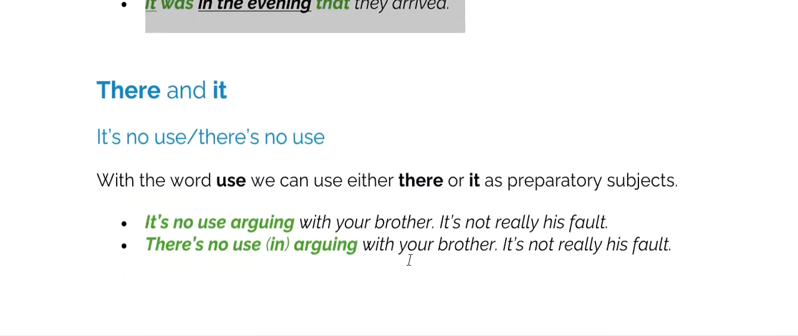So finally, we can use both there and it in the expressions there is no use or it is no use. With the word use, we can use either there or it as a preparatory subject. It's no use in, or without in. It's no use arguing with your brother. It's not really his fault. Or there's no use in arguing with your brother. It's not really his fault.